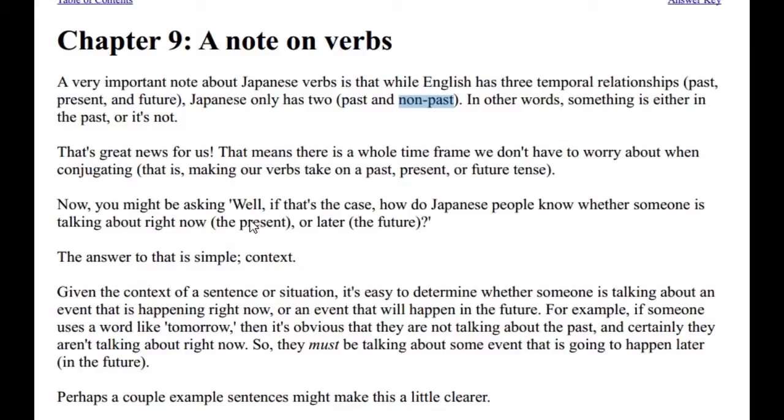But now you might be asking, Jeremy, if that's the case, how do Japanese people know whether someone is talking about right now or the future? Something's in the past or it's not. How do you know if someone's talking about today or tomorrow or next year? And the answer to that is very simple, and it's just context. So being a good speaker of Japanese really requires you to think, and really requires you to infer a lot of information. When you speak, you need to imply, and when you listen, you need to infer these kinds of things. So a lot of it just depends on the context of a sentence or a situation.